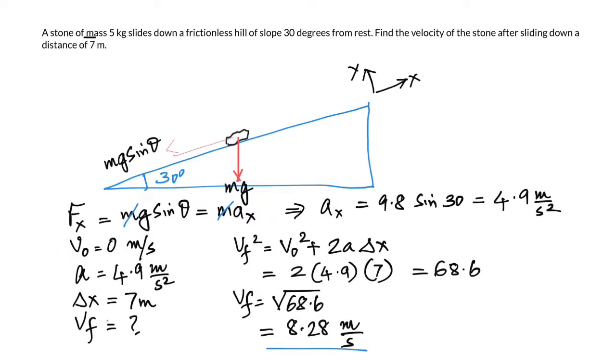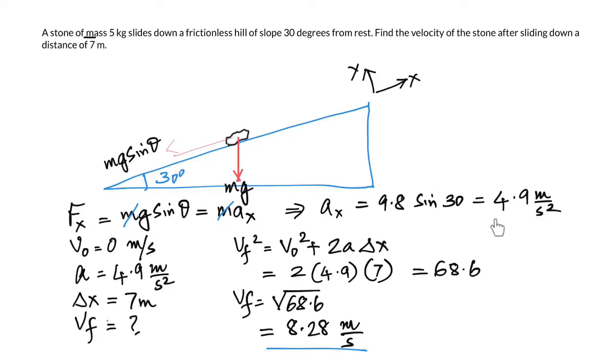Since there is no friction, the only important force is Fx, which is mg sine theta, and according to Newton's second law, that should be equal to mass times acceleration. From which, because the masses get cancelled, you get ax is equal to 9.8 sine 30, which is g sine theta, right? 9.8 sine 30. And when you put in the number for sine 30, you get 0.5. So 9.8 times 0.5 is 4.9 meters per second squared.